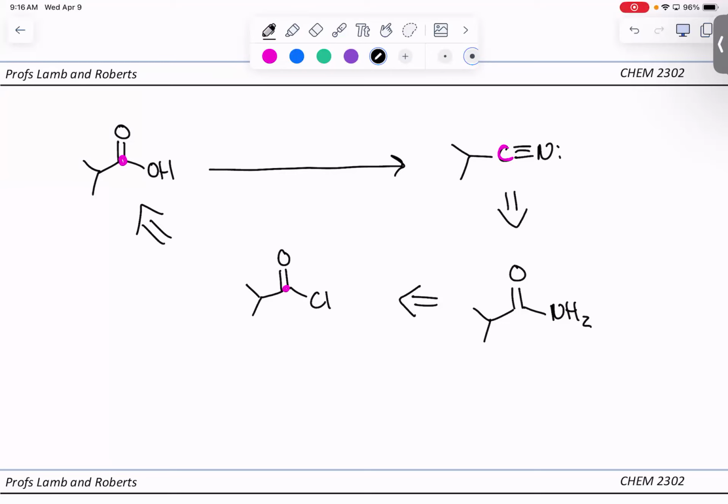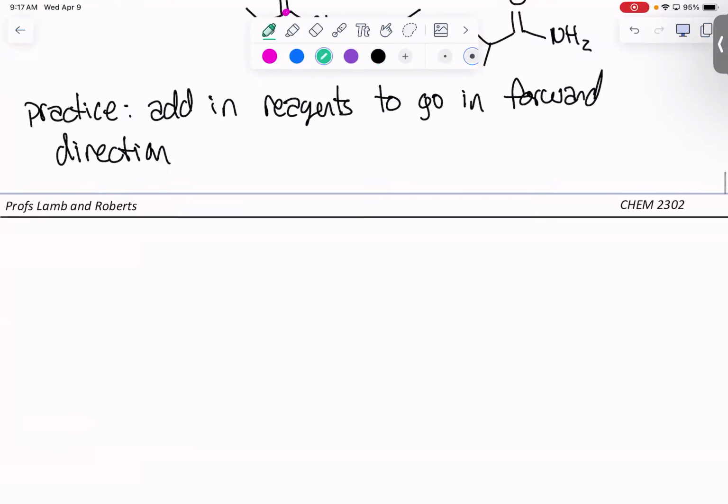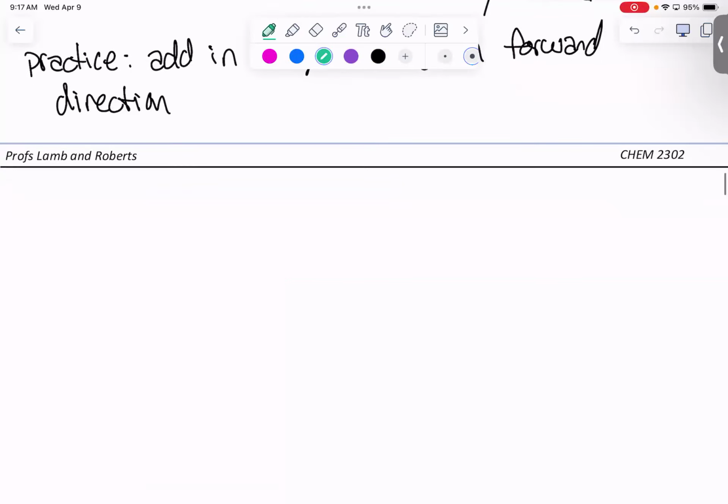All right. So for practice on your own, when you're going back through the notes, practice the reagents. So add in your reagents to go in the forward direction. And if you're having a tough time with this, remember, you can always post on the discussion board and see what the TAs and your fellow lab mates think. All right, so that's a little bit of seeing this nitrile formation in the context of a multi-step synthesis. Let's launch into our next learning objective.